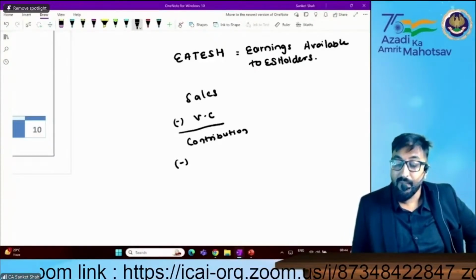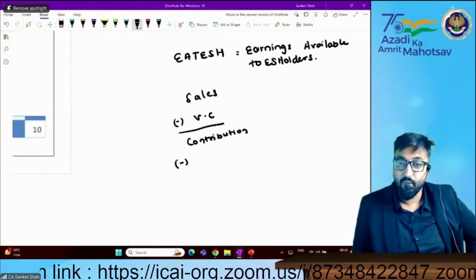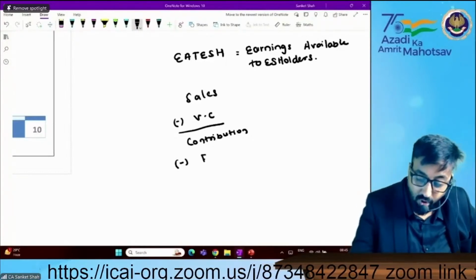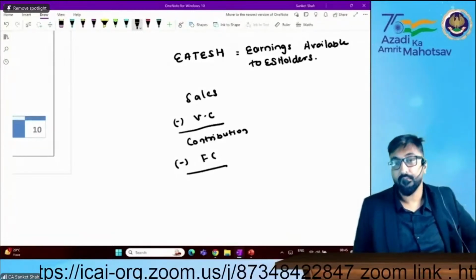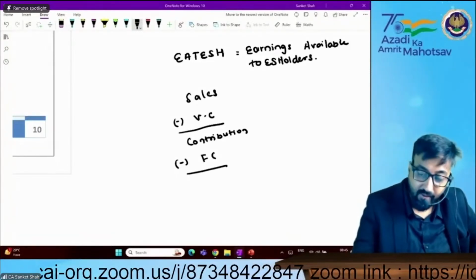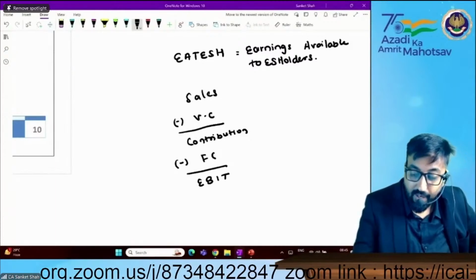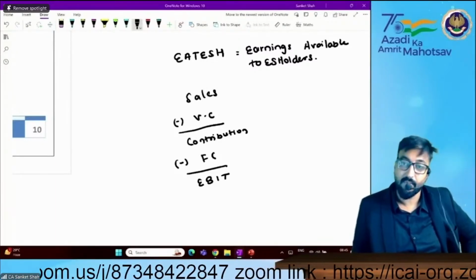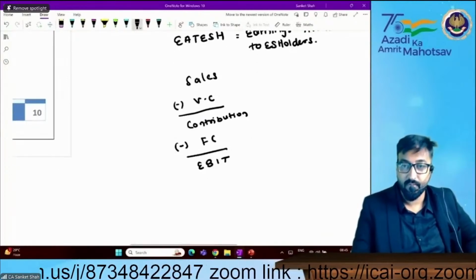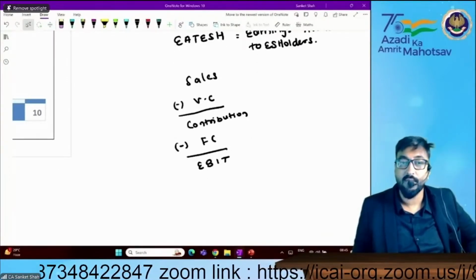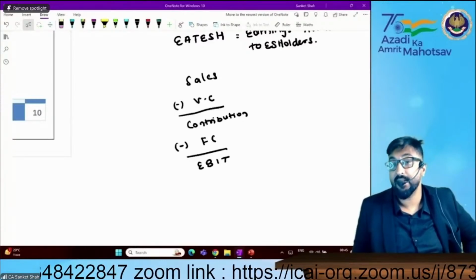So sales minus variable costs is contribution. From contribution, you will deduct fixed cost. So from contribution you deduct fixed cost, and you will get EBIT, earning before interest and tax. So contribution minus fixed cost, you will get earning before interest and tax.